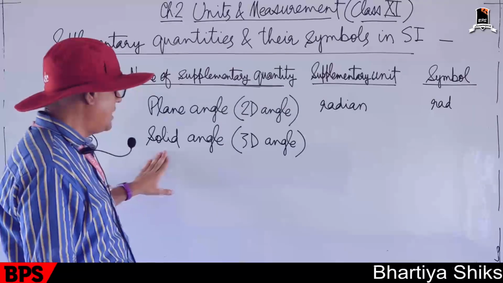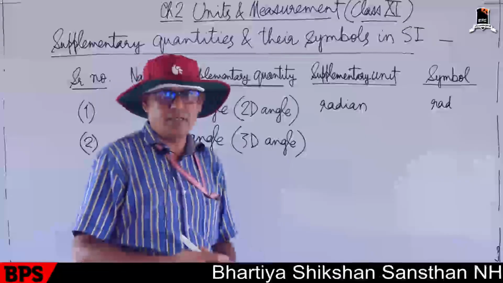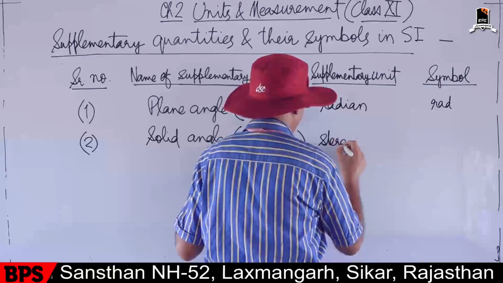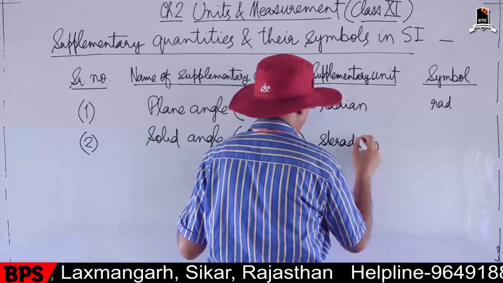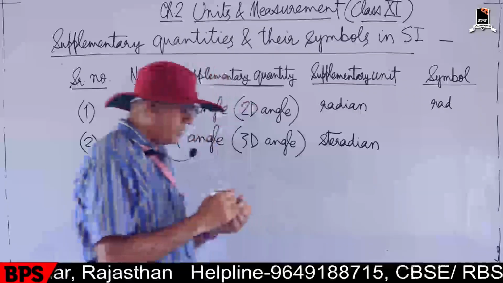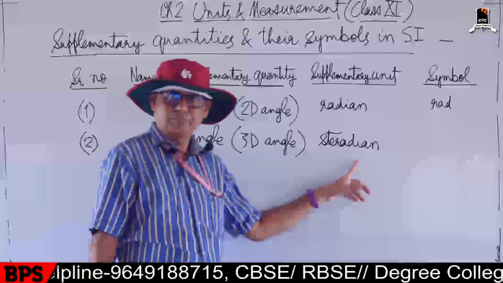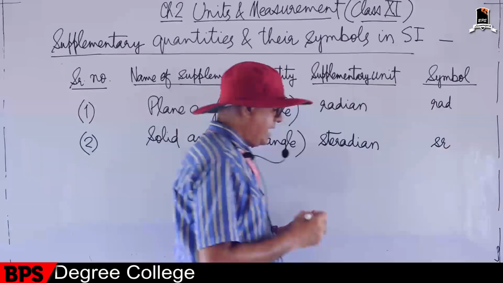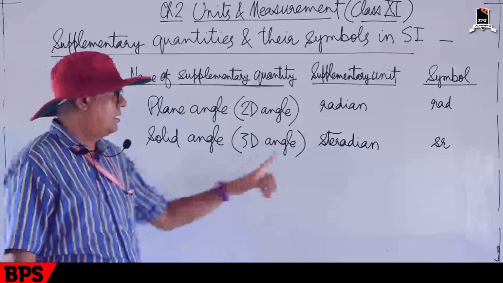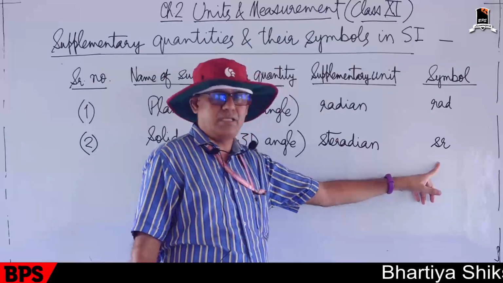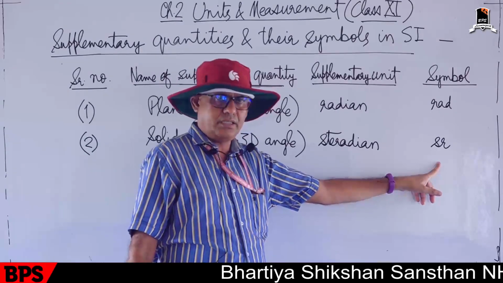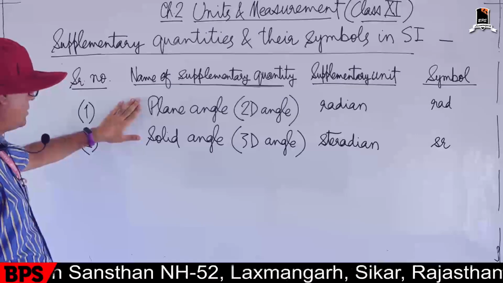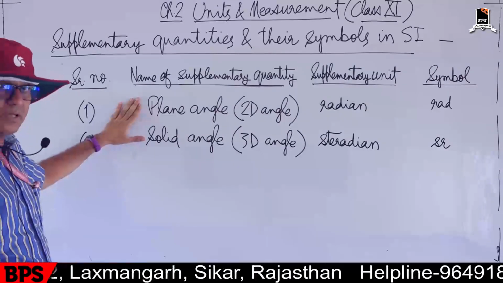and those solid angles are measured in the unit steradian. Its unit is steradian, and its symbol is small s, small r. SR is the symbol of this three-dimensional or solid angle. It stands for steradian. Getting it? So you have used these angles up to class 10th.